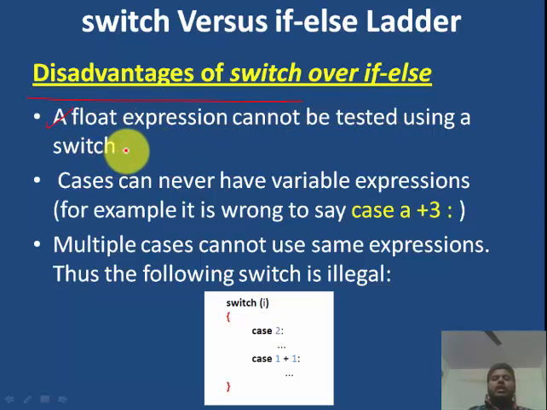We have discussed earlier also, we cannot have an expression like case of 5.5, or an expression like switch of 5.5. We cannot have this type of statements. Case can never have a variable expression. We cannot have a case like case of a plus 3. We cannot have any variable in case. We can have a variable in the switch statement, but we cannot have a variable in case statements.